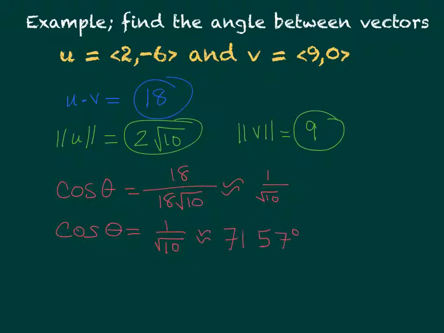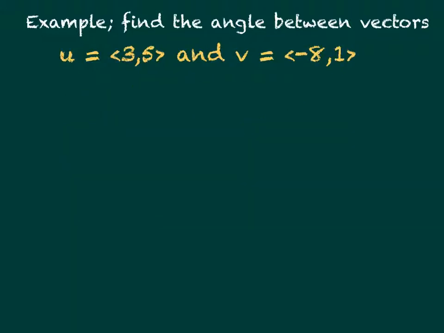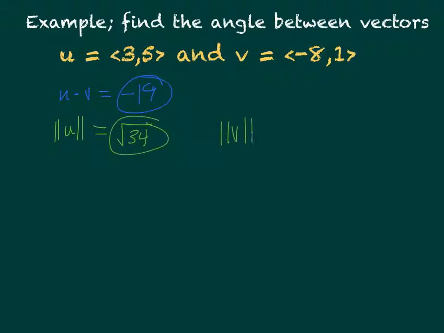71.57 degrees. And the last example here, we have u is (3, 5), v is (-8, 1), so u dot v will equal -19. Next thing we have to do is find the magnitude of u, and that's going to equal square root of 34. And the magnitude of v is going to equal the square root of 65.